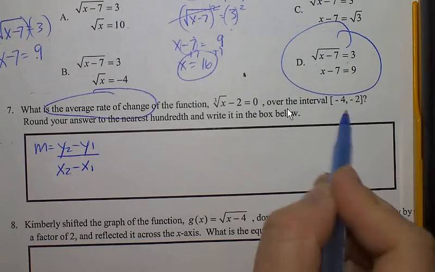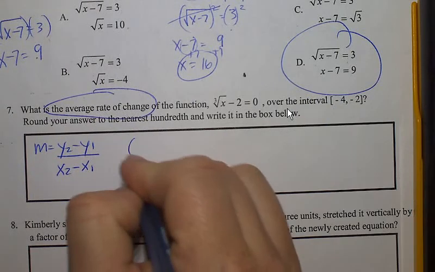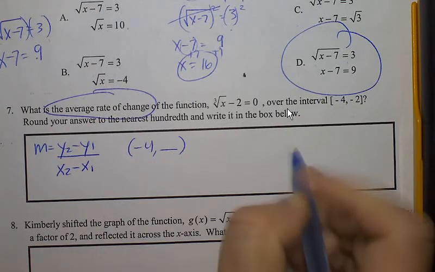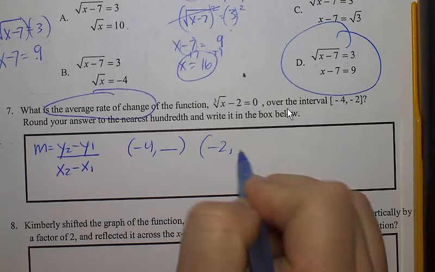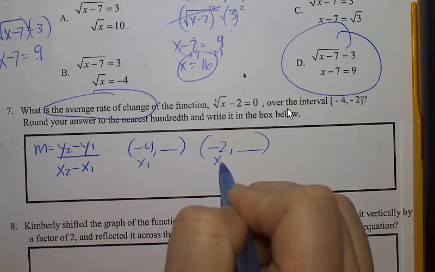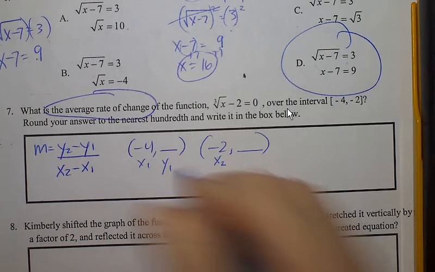So this is an interval. These are both x values. We don't know their corresponding y value. This is my first x. This is my second x. This will be my first y, and this will be my second y.